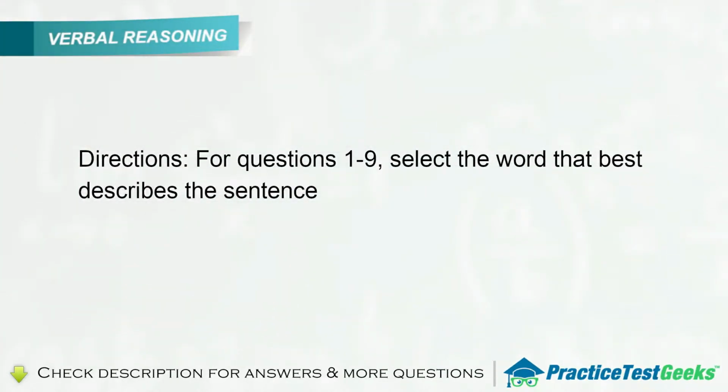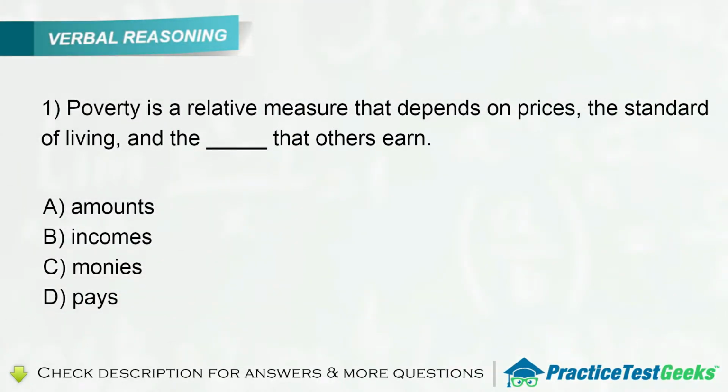Directions. For questions 1 to 9, select the word that best describes the sentence. Question 1. Poverty is a relative measure that depends on prices, the standard of living, and the blank that others earn. A. Amounts. B. Incomes. C. Monies. D. Pays.